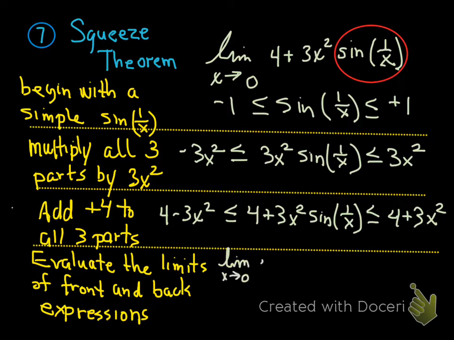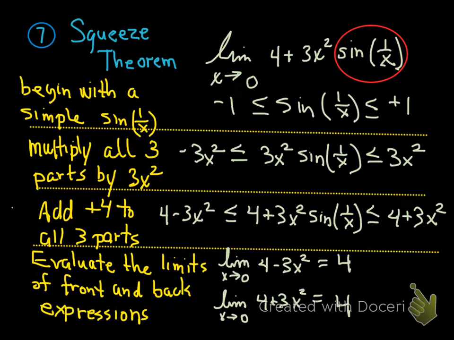So, far left, the limit as x goes to 0 of 4 minus 3x squared. I plug a 0 in for x. Ding! I get 4. I now evaluate the limit on the far right as x goes to 0 of 4 plus 3x squared. I directly plug a 0 in for that x. Ding! I get 4. Mind you, I couldn't have just plugged a 0 in for x at the beginning because I have a 0 in the denominator of that sine function. What's nice here is that we have built two expressions that we can indeed evaluate when x goes to 0.